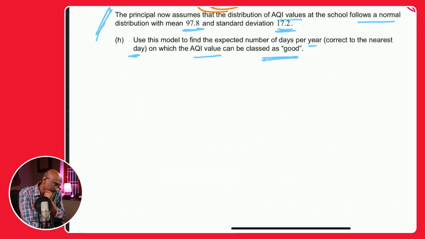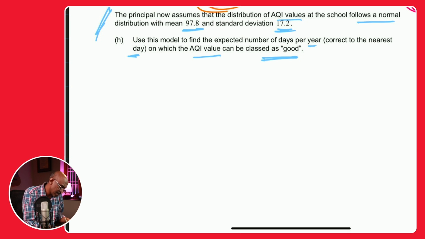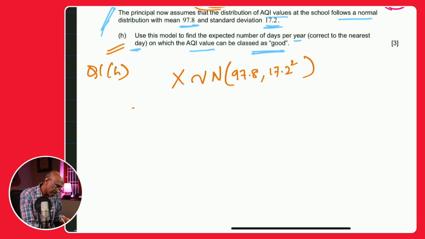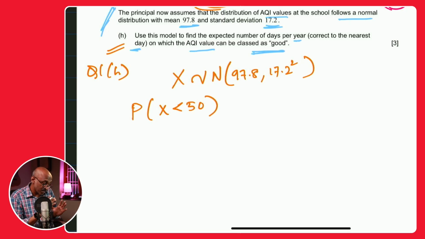So what is this saying? That using this model, I'll just write the answer here. This is question 1H, and it says that we are going to model X as a random variable with normal distribution, mean 97.8, and sigma squared is what we need to write here. Remember, it's a variance, so make sure you write that down. We can say that the probability of X being less than 50 is what we want to find out. You understand why less than 50? Because only then it's classified as good. We want the expected number of days, remember? So once you find the probability, we'll multiply this by 365.